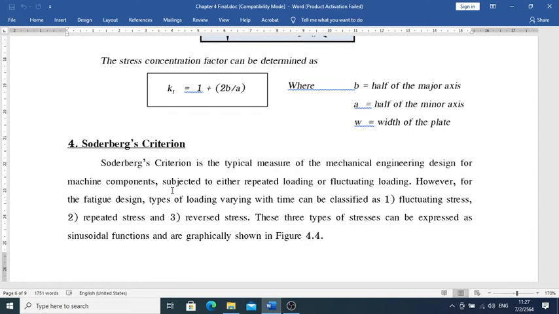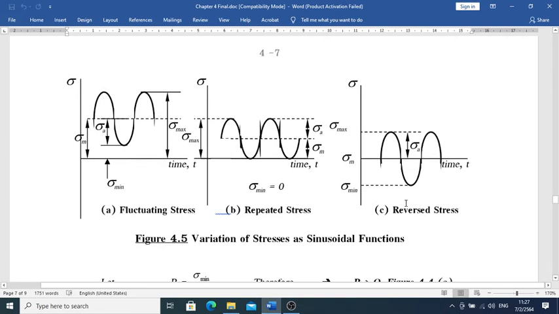In order to do this, we're going to use the Soderberg criterion. The Soderberg is going to look like that. It classifies the stress changing with time as fluctuating stress, repeated stress, and reversed stress respectively. In figure A, you may figure out that everything can be positive all the way. We have four sigmas: sigma max, sigma min, sigma amplitude, and sigma mean, all positive all the way.